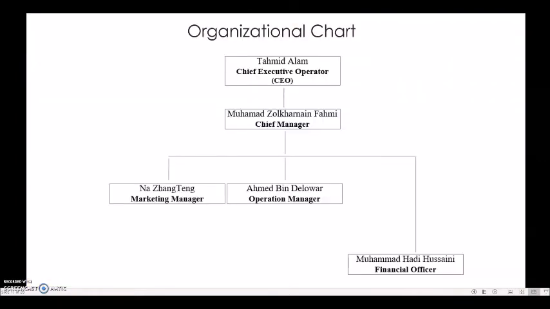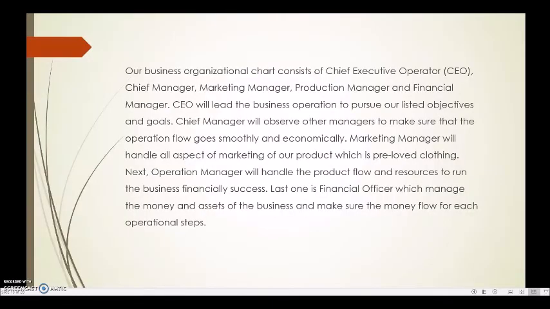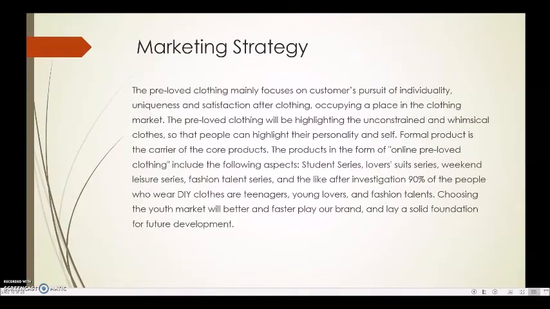How does our organizational chart look? Since we have 5 members in our team, we divided the responsibilities within this structure: CEO and other staff members like chief manager, marketing manager, operations manager, and financial officer to look after our business very strategically. Then, marketing strategy.